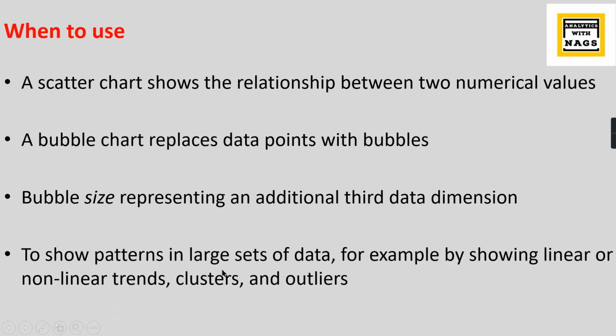It is used to show patterns in a large data set, for example showing linear or non-linear trends, clusters or outliers. This is so important in the case of a scatter chart, because you have a huge data set and you want to identify the relationship between two numerical values. It is not possible with a conventional bar chart or pie chart, because the item quantity sold can range from 1 to 100 or 1 to 300, whatever it can be, and the cost price can be different if you have huge products.